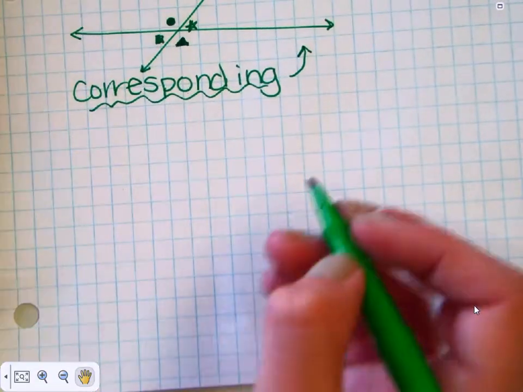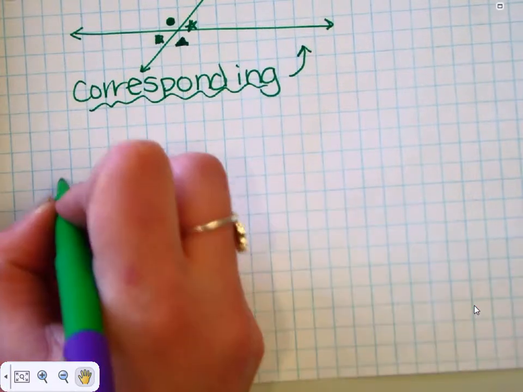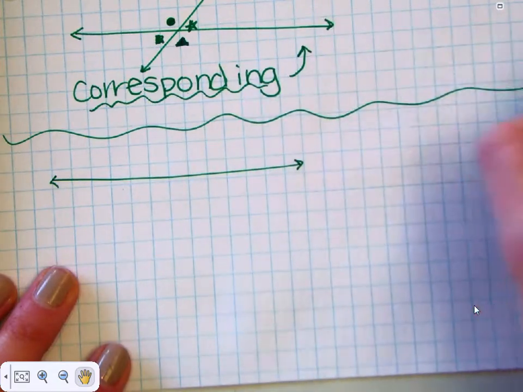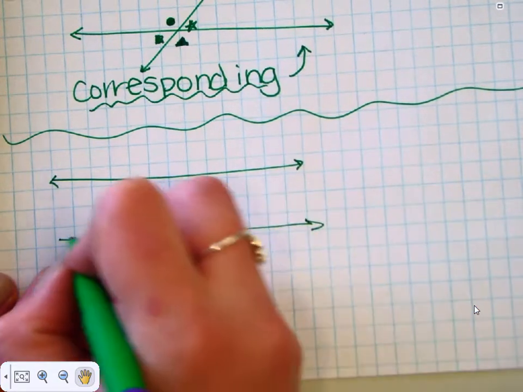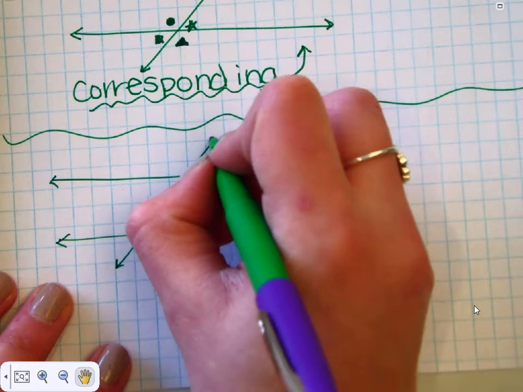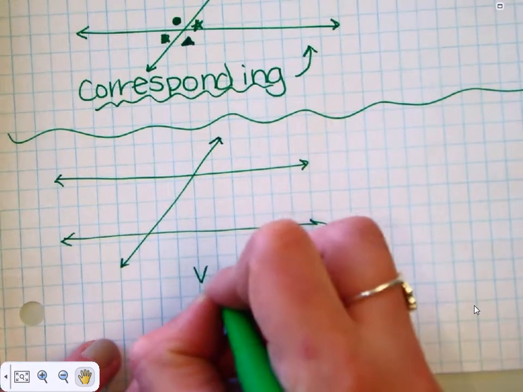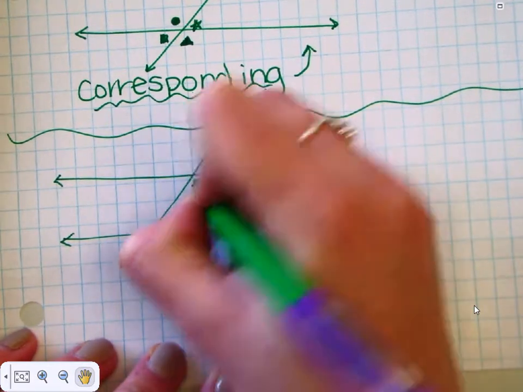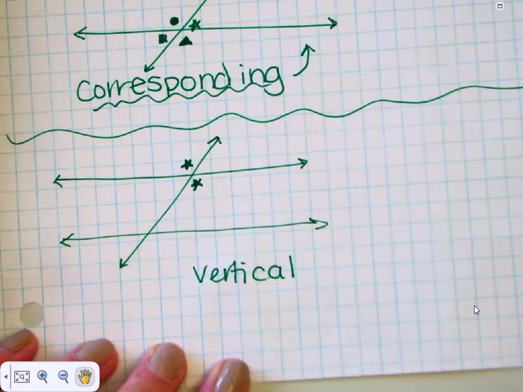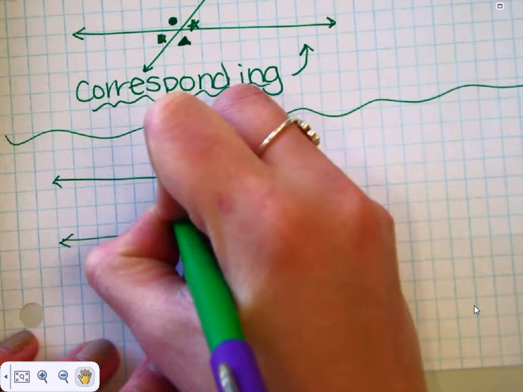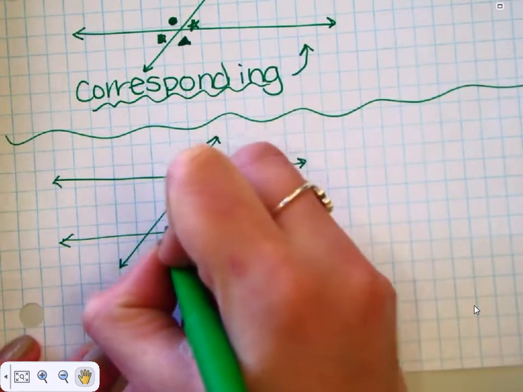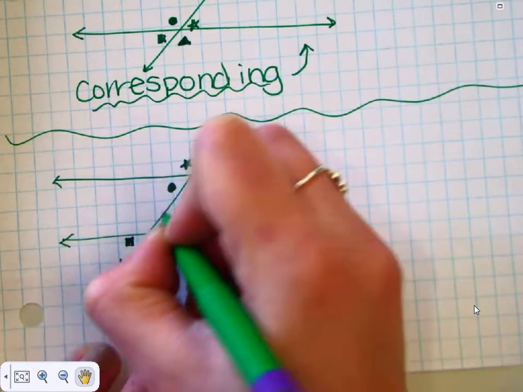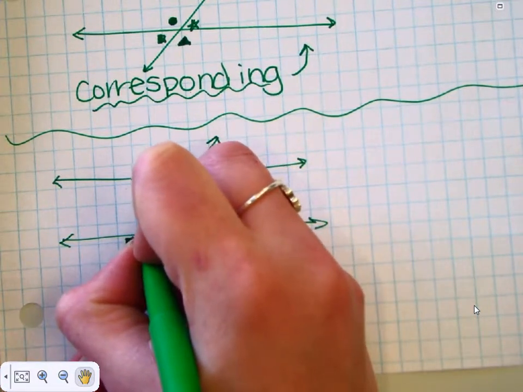Next, we can talk about vertical angles. So I'll draw a picture to make this distinction here. I've got parallel lines cut by a transversal. Vertical angles are any ones that are across from each other. So this would be a vertical angle to that. This would be a vertical angle to this. This would be a vertical angle to this. And triangle would be a vertical angle to triangle.